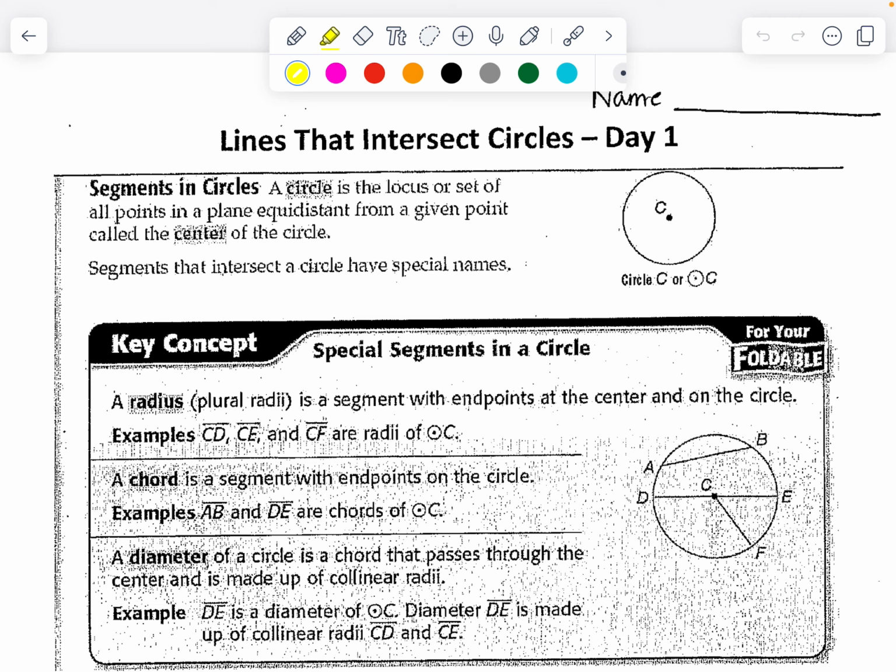Today we are starting chapter 10, which is circles, and today we're going to do our day 1 packet of circles. So circles are any set of all points on a plane that are equal distance from a given point, which we call the center. Circles are named by whatever center they have, so in this case the center is C, so that is circle C. If you have a highlighter, now would be a great time to get it because we're going to highlight some of these vocabulary terms.